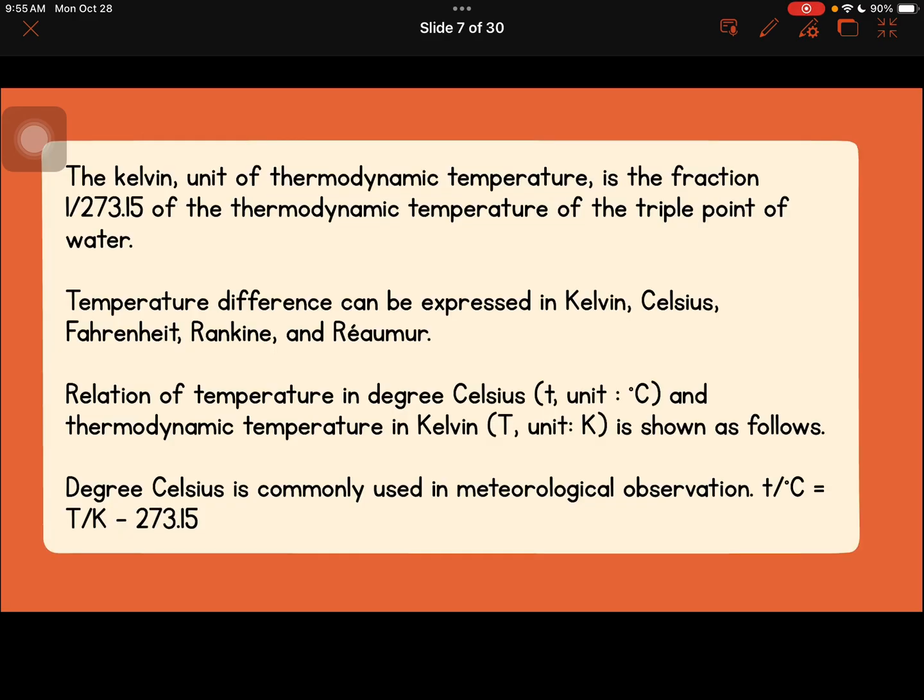So, we use Kelvin as our standard unit in temperature, which has a fraction of 273.15 in Kelvin. That's why kung mapansin ninyo, ina-add po natin si 273.15 when we are going to convert from Celsius to Kelvin.